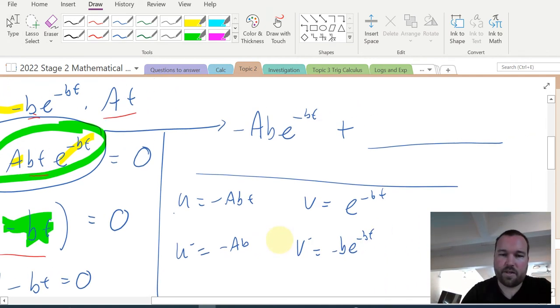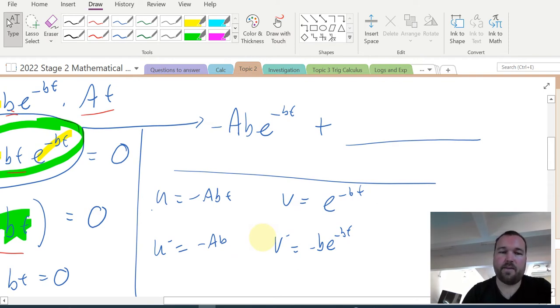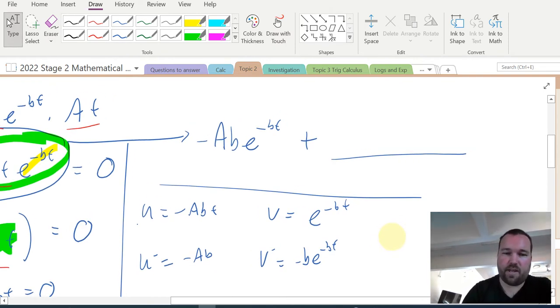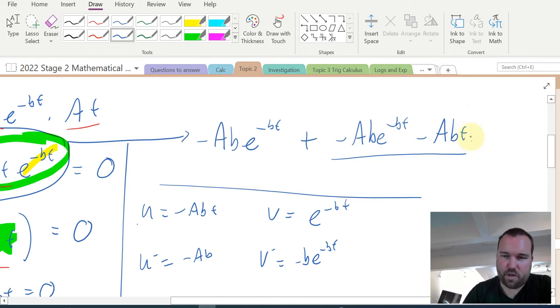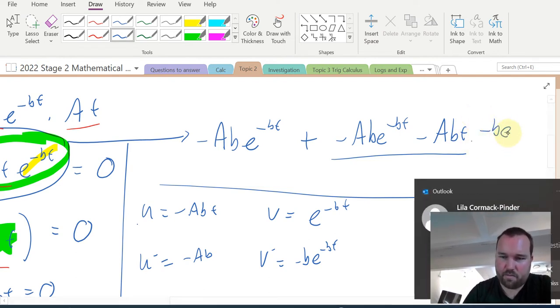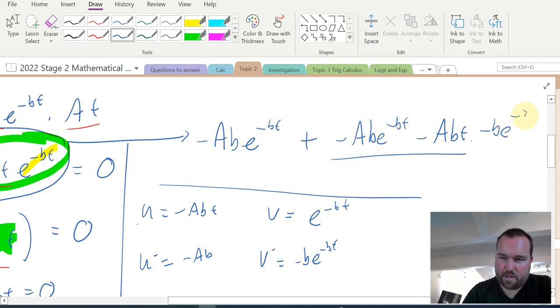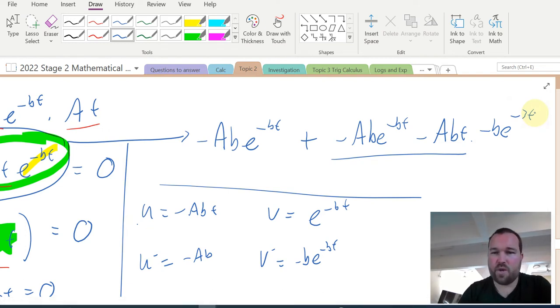All right. So then, using product rule, we're going to throw it up here. U dash v, so minus ab e to the minus bt. Then u v dash: minus a b t times v dash, which is minus b e to the minus bt. This and that. All right.